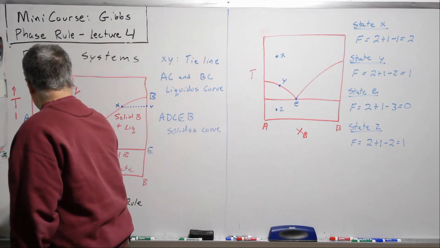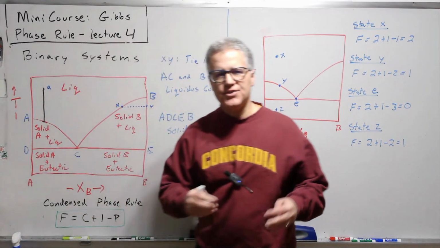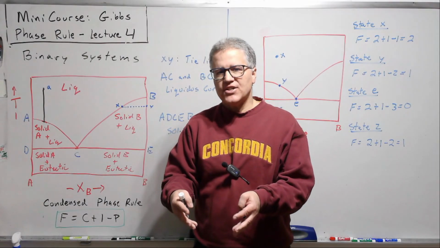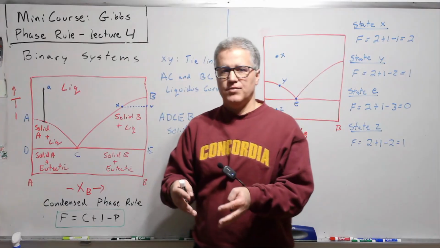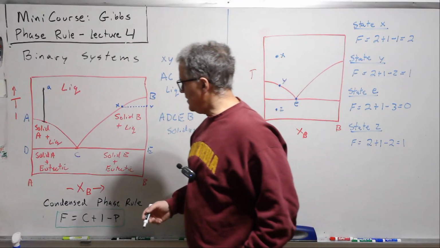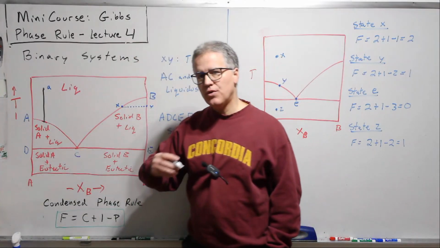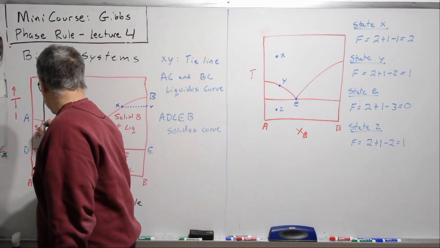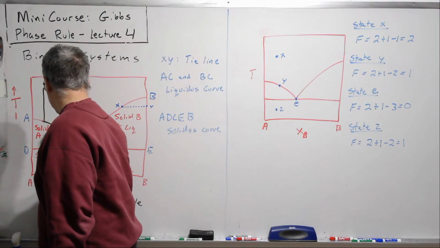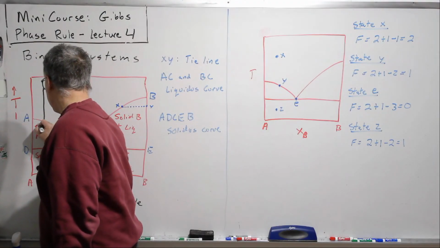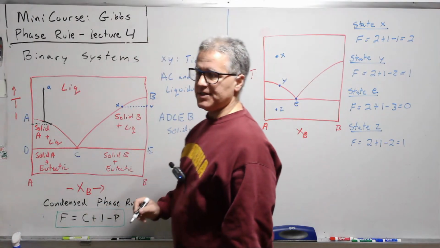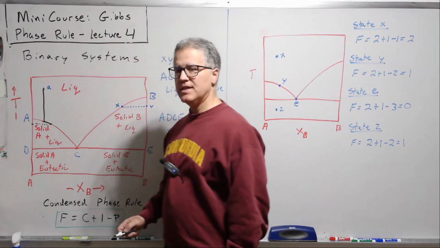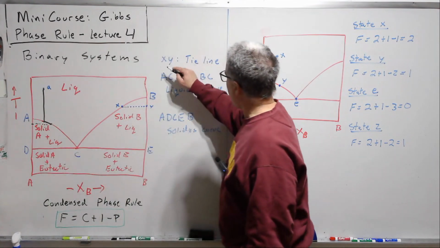Now we hit this point, and because there's a lot of A around, A will want to start to crash out as solid pure A. Not all of the A, but some of the A will start to crash out. And what that will do is move the system along this line and create two phases here now, a solid A and a liquid solution. And they're connected by something called a tie line.